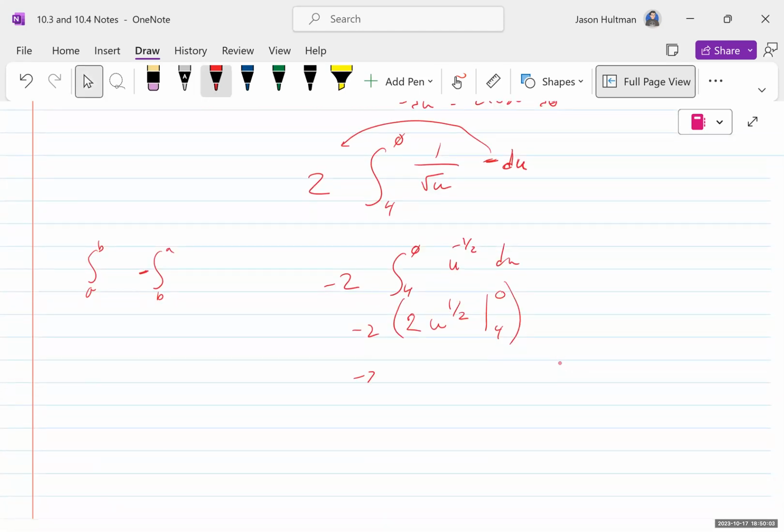Okay, so this is negative 2 times 2 to the 0 to the 1/2 power minus 2 times 4 to the 1/2 power. The first part is just going to go to 0. So this is 0 minus 2 times 4 to the 1/2 power. That's the square root of 4, which is 2. So this is 2 times 2 times 2, which is 8. This becomes positive 8. Okay, and that's the arc length.